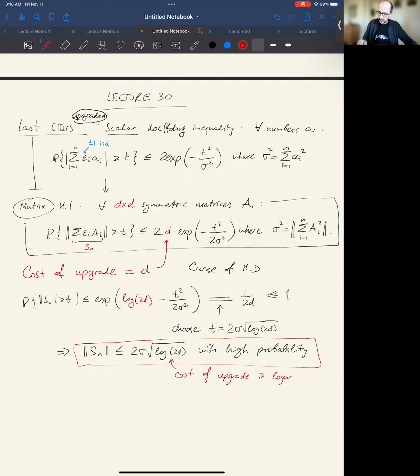The real cost of upgrade is this one, and it is logarithmic in dimension. And that is where the strength of this theorem is.